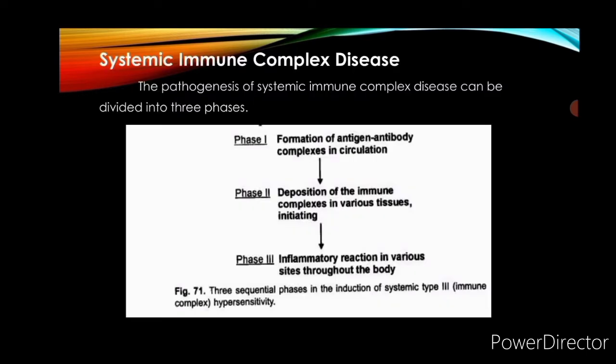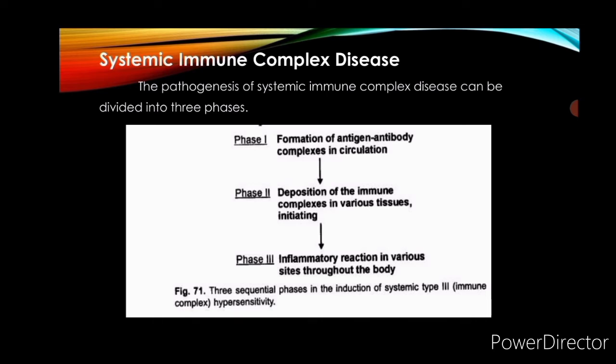Systemic immune complex disease. The pathogenesis of systemic immune complex disease can be divided into three phases. Phase 1 is the formation of antigen-antibody complexes in circulation. Phase 2 is the deposition of the immune complexes in various tissues. And Phase 3 is the inflammatory reaction in various sites throughout the body. So these are the three sequential phases in the induction of systemic type 3 hypersensitivity.